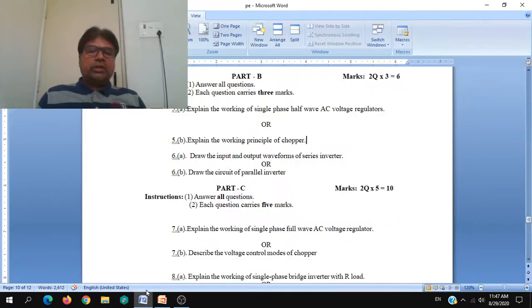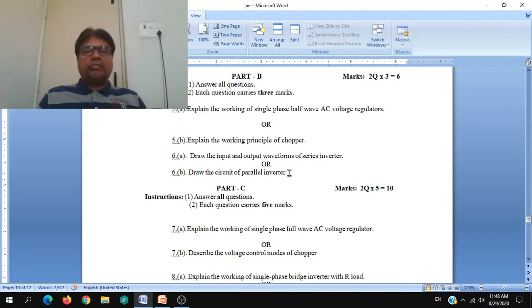And next, sixth question is from the fourth chapter, that is inverters and cycloconverters. The first one is draw the input and output waveforms of series inverter. Simplest one. Simply you are asked to draw, only draw. Draw the input and output waveforms of series inverter. Input is source voltage, output is load voltage.